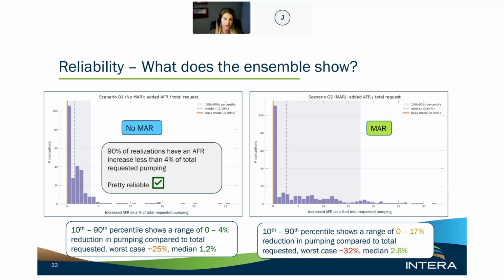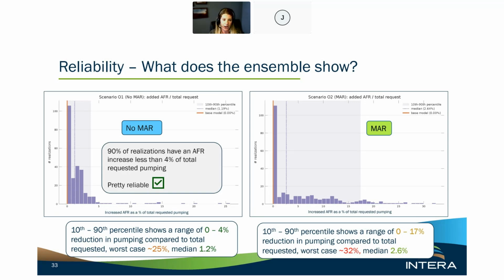It's probably within an error margin of how we are representing these pumping wells in general. Additionally, there's uncertainty related to the total requested rate. There may be less in some stress periods than we're actually simulating. So again, 4% is pretty low. We find that to be a pretty reliable solution.